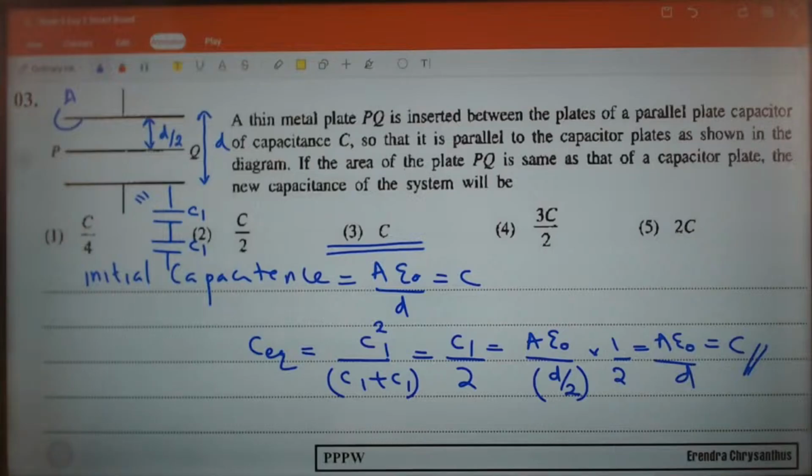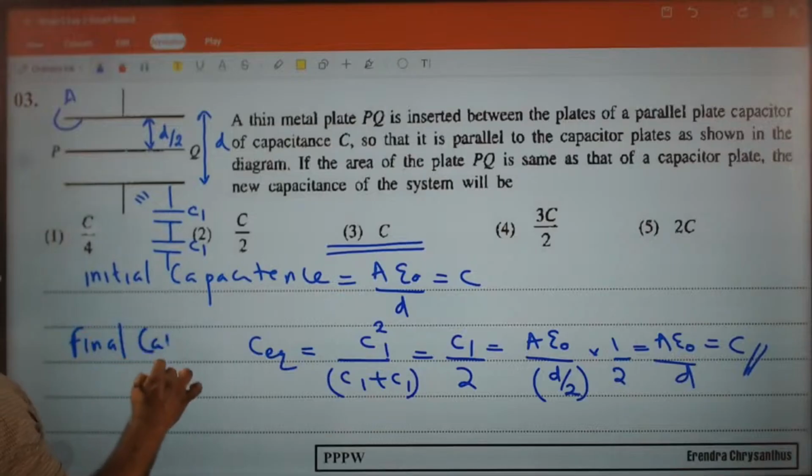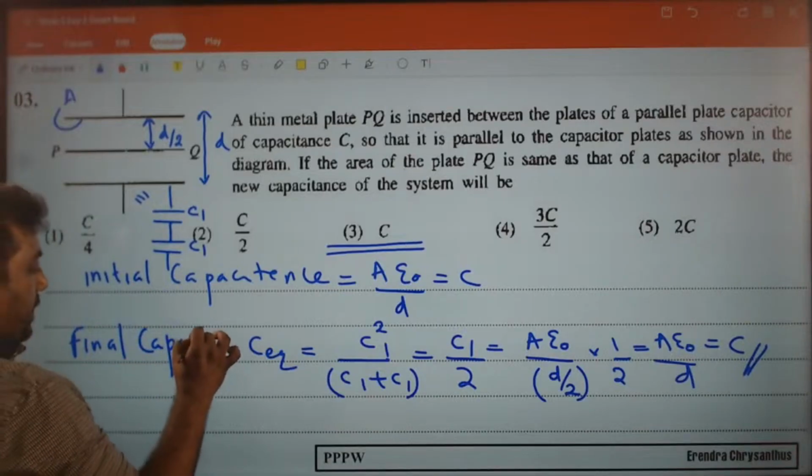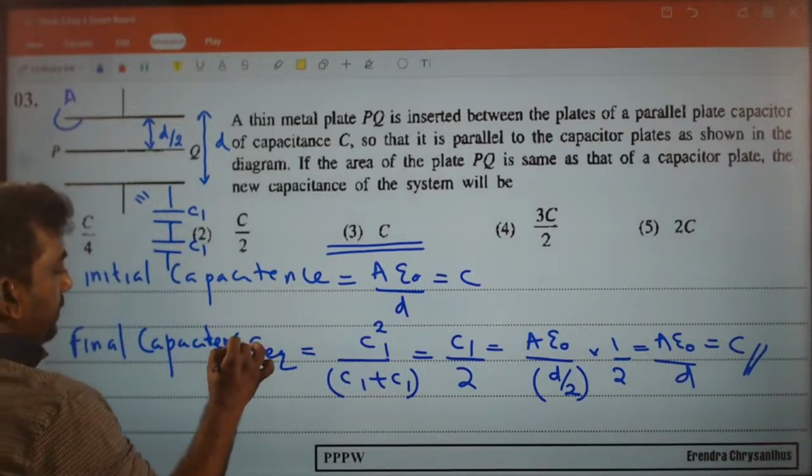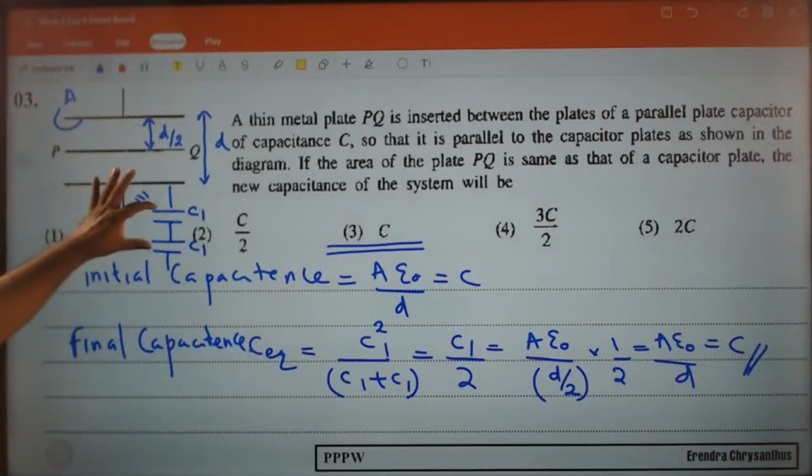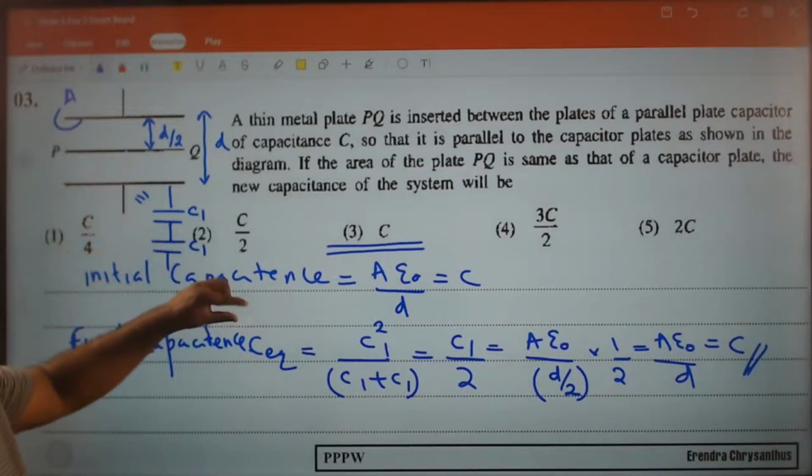Equivalent capacitance is also equal to C. So we have the final capacitance. Capacitors in series are like resistors in parallel.